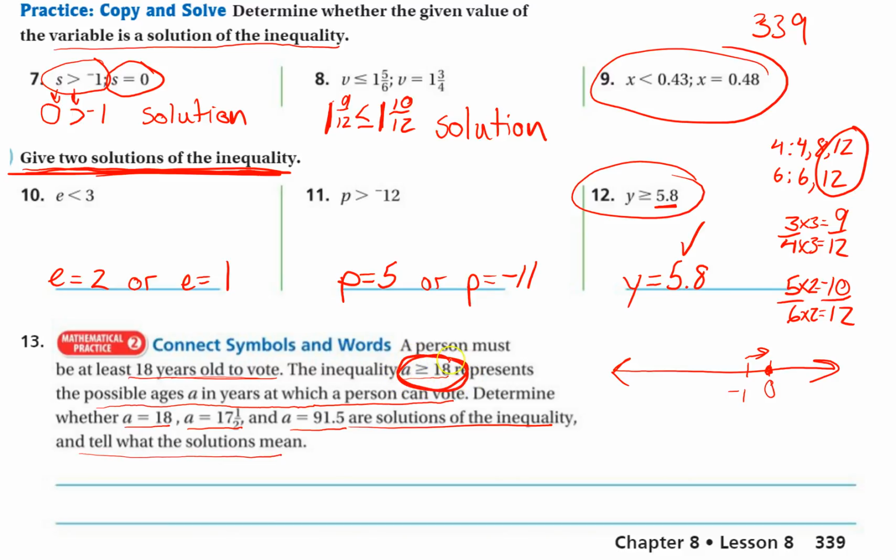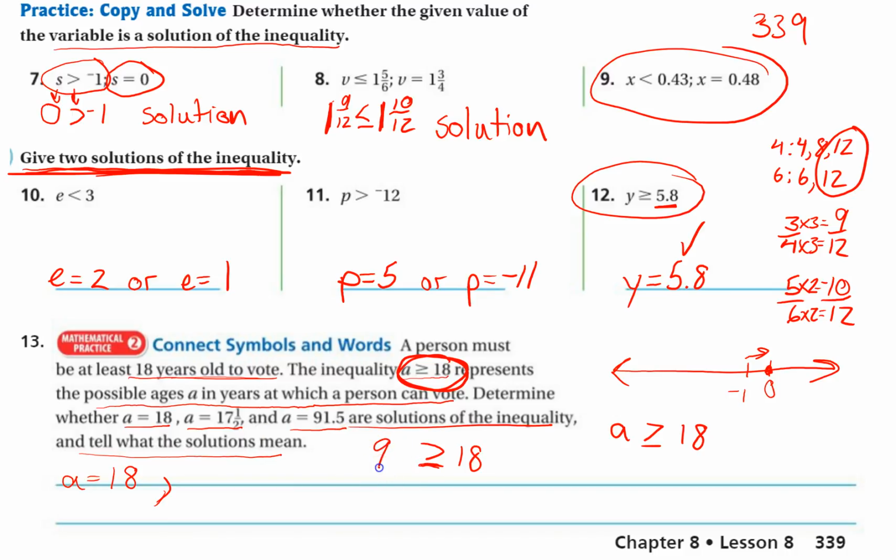Here's our inequality: A is greater than or equal to 18. They said try 18. Okay, 18 is greater than or equal to 18. Is that true? Yeah, it is equal to, so that checks out. A equals 18 is a solution. Okay, let's try 17.5. So I'm going to take out that and plug in 17.5. 17.5 is less than 18. It's not greater than and it's not equal to. So A equals 17.5 is not a solution.